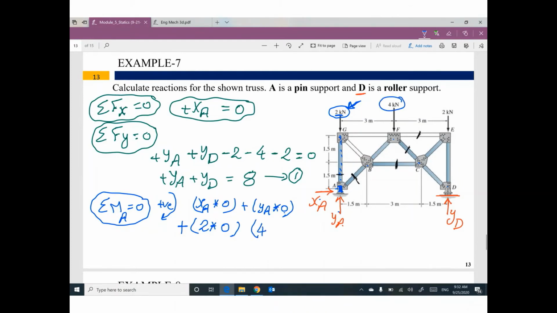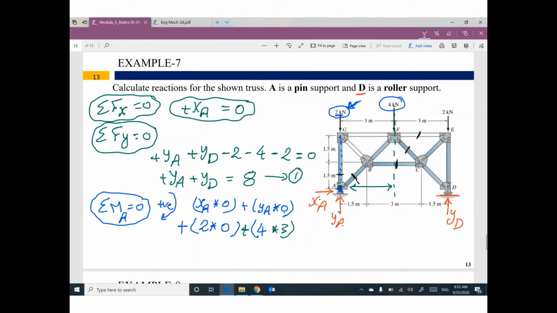What is 4? It is a vertical force. That's right. And I'm sitting at A, so I'm looking for horizontal distance. Do you have horizontal distance between 4 and your point? Yes, we have. How long? 3. And it rotates clockwise, so it's positive.